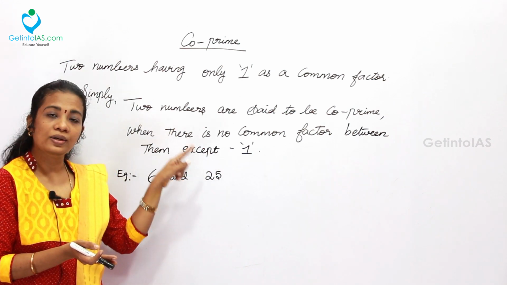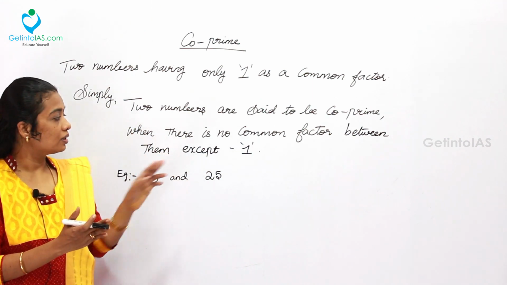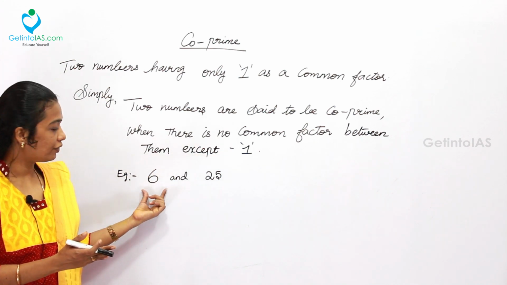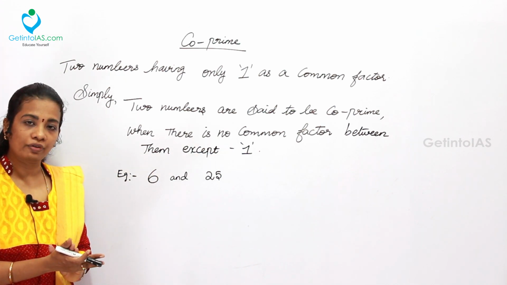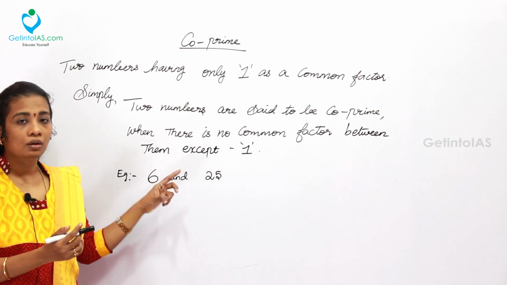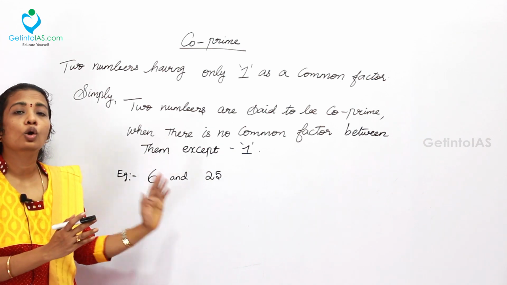Any two numbers you can take, if there is no common factor between those two numbers except one. Why? Because one is a common factor of every number. That is the thing over here. So you can skip one. After one, if there is no common factor between those two numbers, whether they are prime or composite, then they are said to be co-prime.